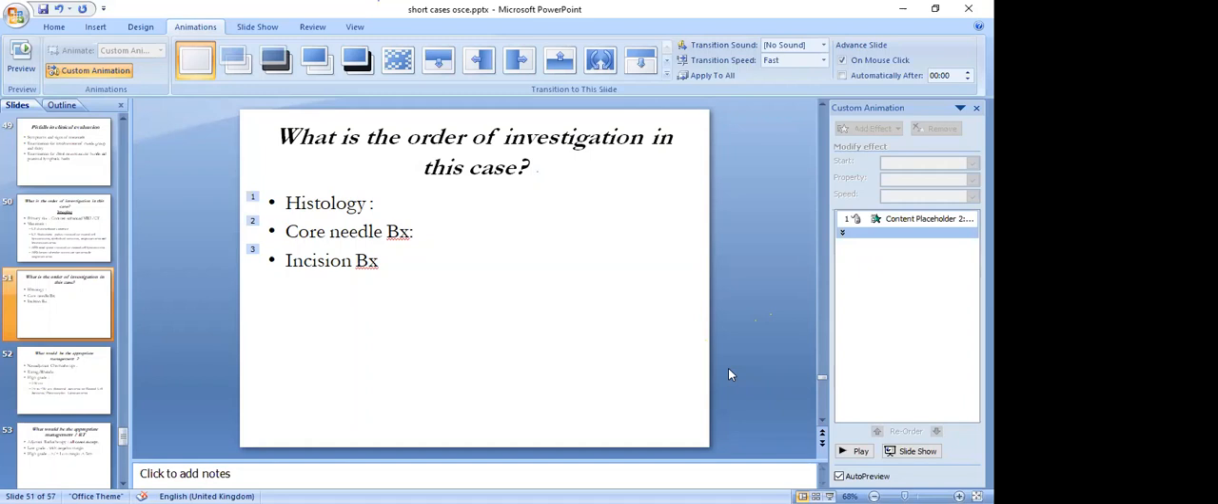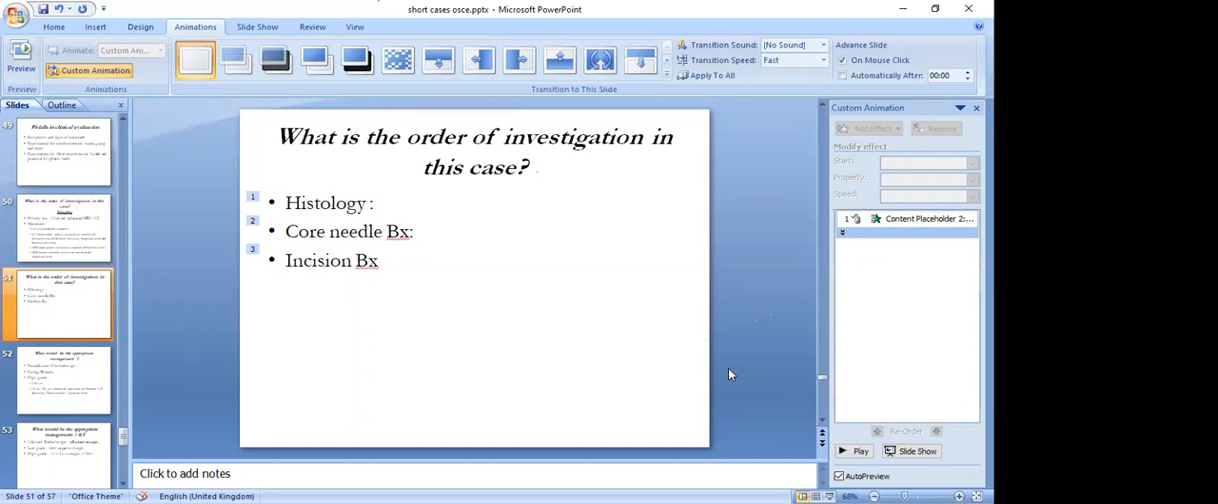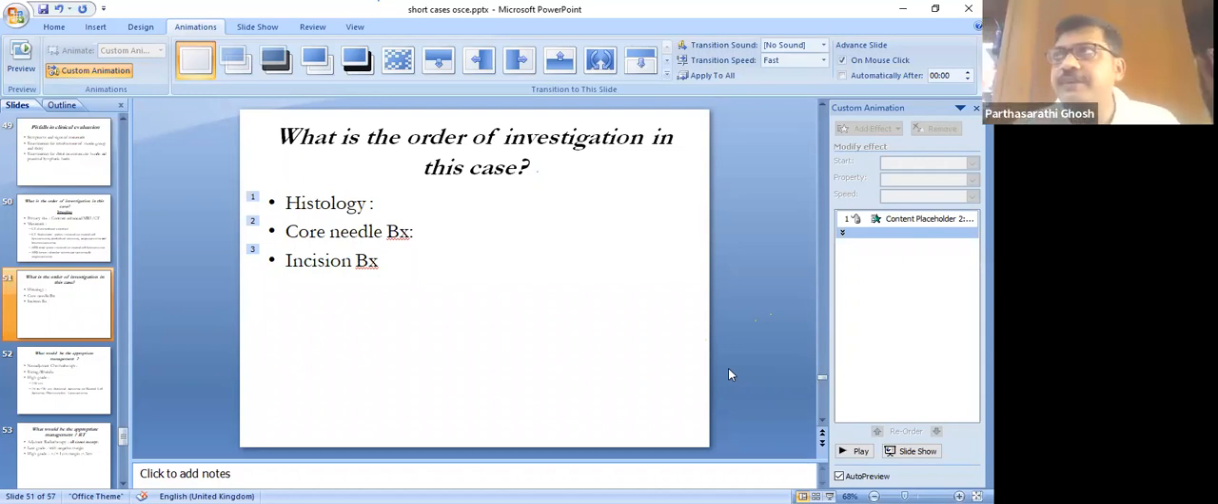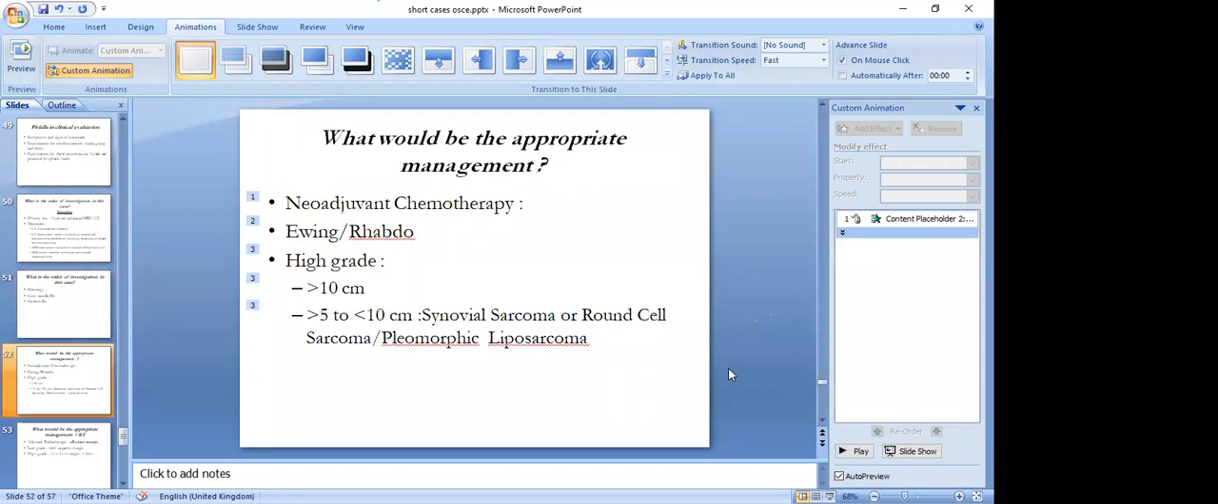Sir, how do you want to manage this case? Sir, as the size of the swelling is 15 by 10 centimeters, I need to go with the neoadjuvant treatment first, sir. Right. So first neoadjuvant therapy, followed by, if clinically improving and the size is reducing, then I'll go with the surgery.